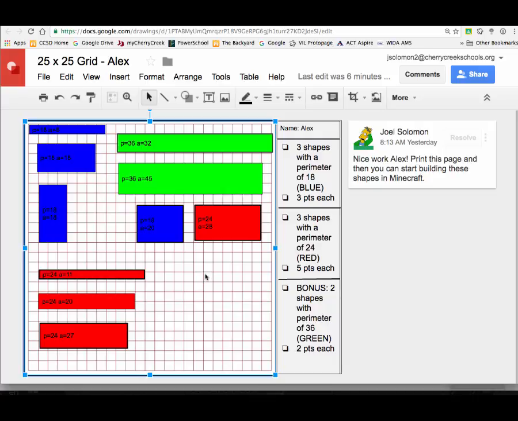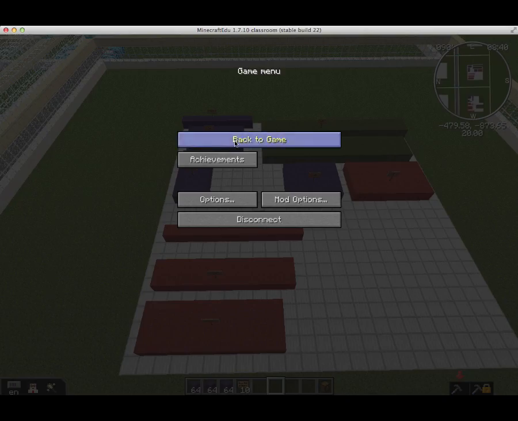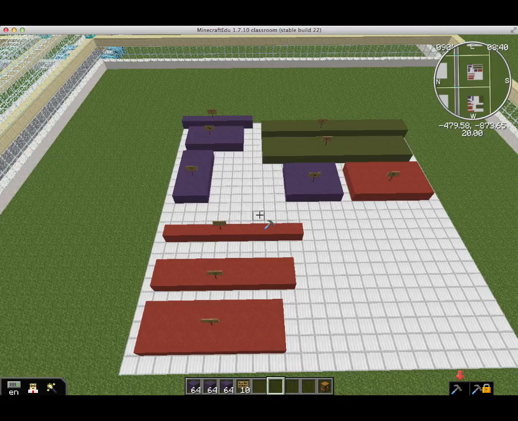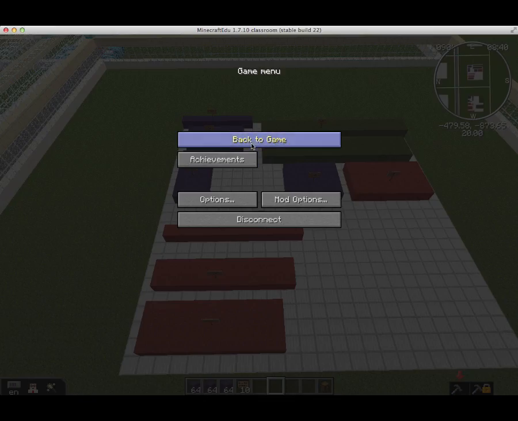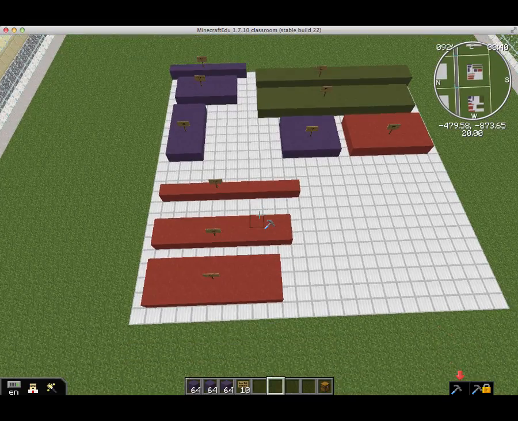So once students created this drawing document, they then printed it, I would check it, and then they got into Minecraft and would start building it. So if I get into the game, I can look at my friend Alex. So this is what he drew in his Google Classroom drawing page. And then this is what he created in Minecraft. And so it's very accurate.